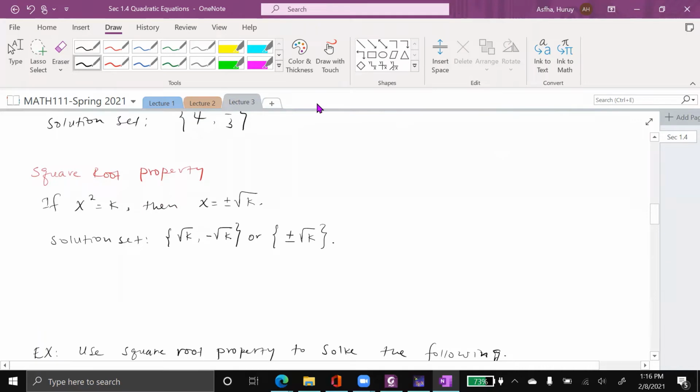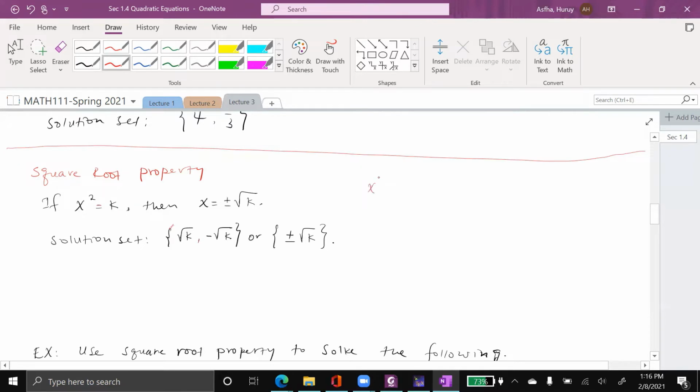Okay. And then we have another property that we need to study and that we will be using in the next technique. And that's the so-called square root property. This is the second property that we are studying now. And this property is: if you have x squared equals k, then x equals plus or minus root k. And we write the solution set as {root k, negative root k}, or in short, we write it this way.